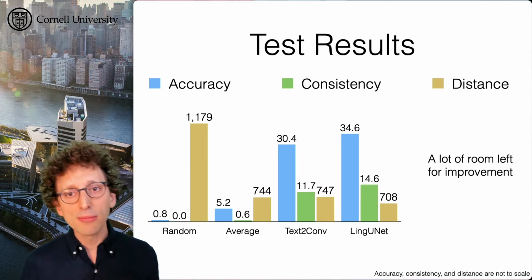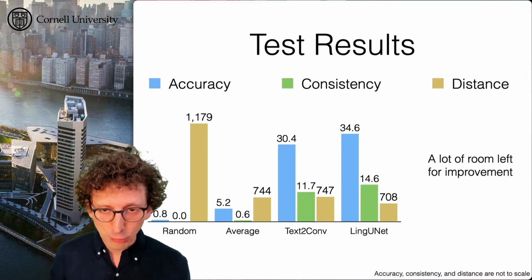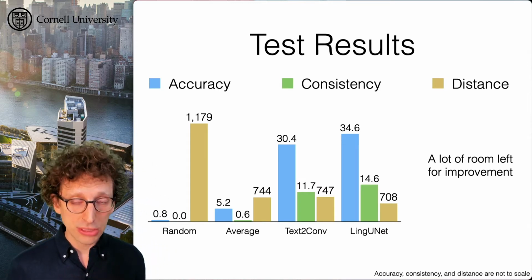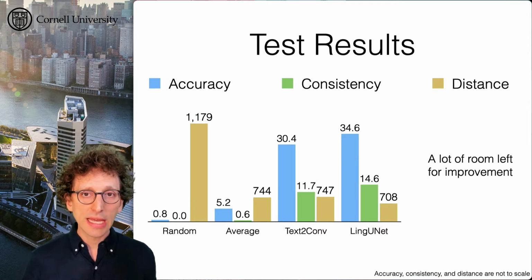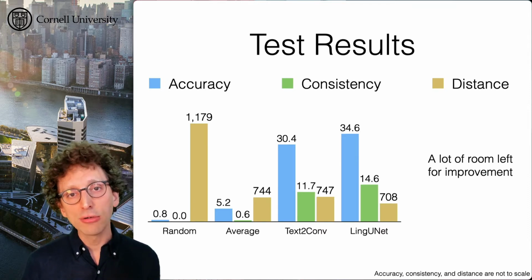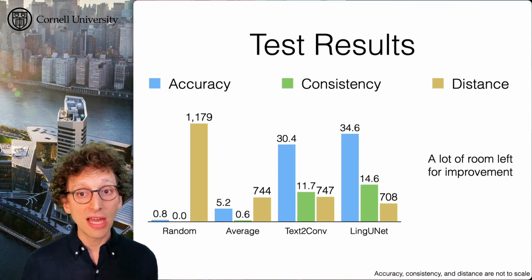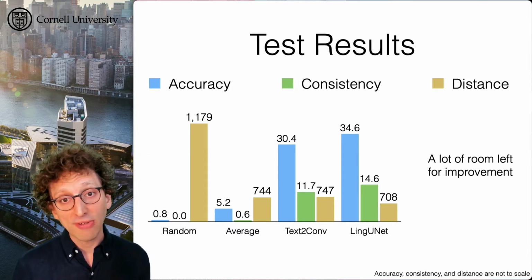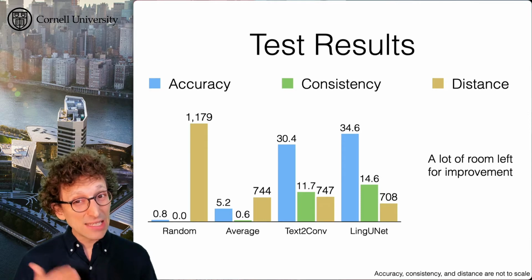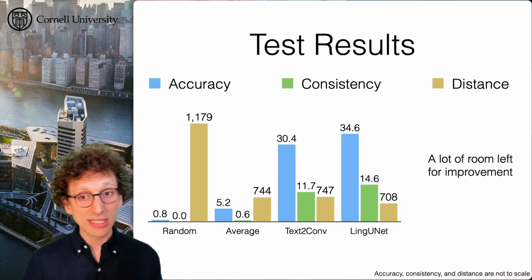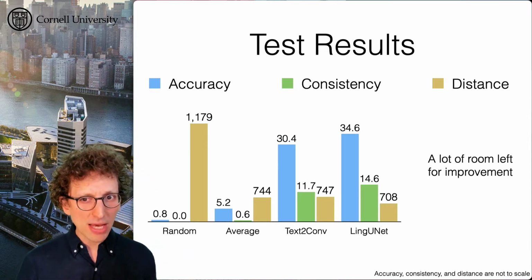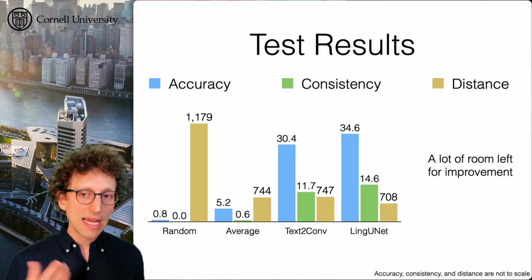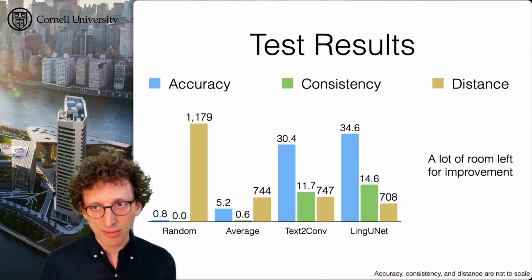And in general, models leave a lot of room for improvement. The best current result is from a model called LingoUNet, which is a language-conditioned U-Net architecture. It gives you almost 35% accuracy, but a significant drop in consistency, showing that the model is still not very robust to changes in perspective, and this leaves a lot of room for improvement.